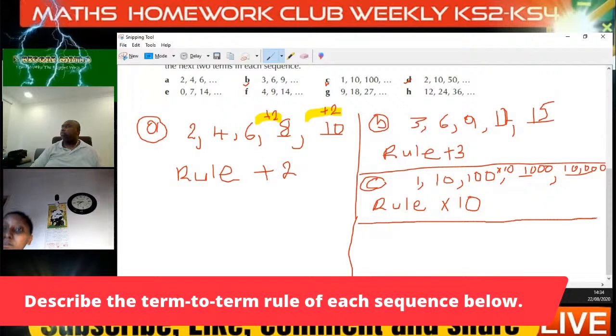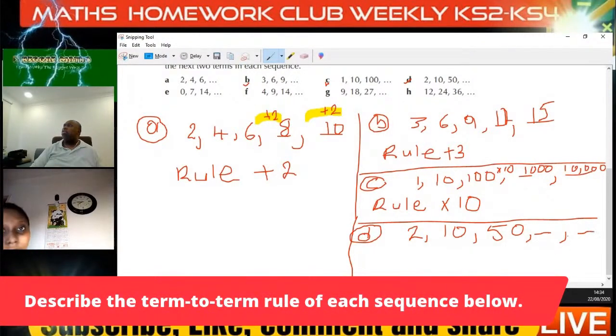D. Okay. I didn't do D. Right, let's do D together. Right? So D. You got 2, 10, and you got 50. Okay? And we need to get the next 2 terms in the sequence.